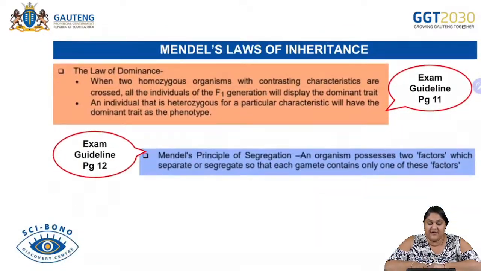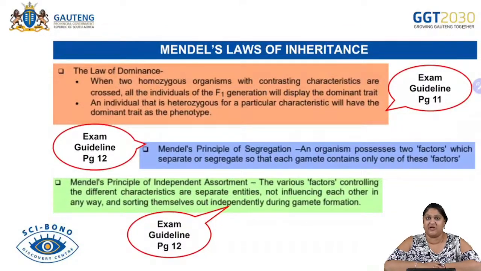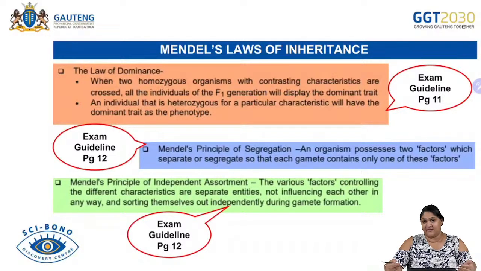You need to know the three Mendel's laws of inheritance. Please look in your exam guideline on page 11 and page 12. You need to know them word for word. They are on the slide. But if you don't have the slide with you later on, make a note for when you're studying that you need to understand these three. It's the law of dominance, Mendel's principle of segregation, and Mendel's principle of independent assortment. Make sure that you know them. These are part of the rules I'm talking about, because they can ask you to state these word for word.